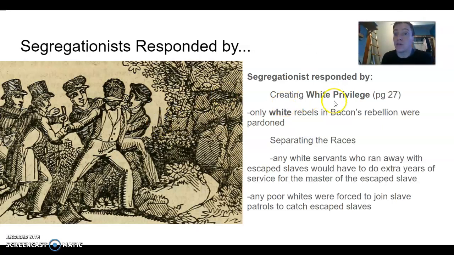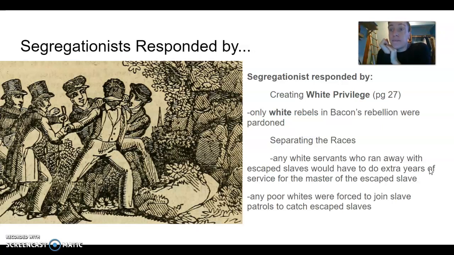And so segregationists responded in a couple of ways. They created sort of the idea of white privilege, and Jason Reynolds talks about this on page 27. Only the white rebels who were involved in Bacon's Rebellion were pardoned. And segregationist laws also started to make sure that white people and Black people who were both poorer in the colonies never worked together again. So they did two things. They made sure that any white servants who ran away with an escaped slave, if they were caught, would have to go back and do the job for the master of that escaped slave. So they went from indentured servant to actually a worse position.